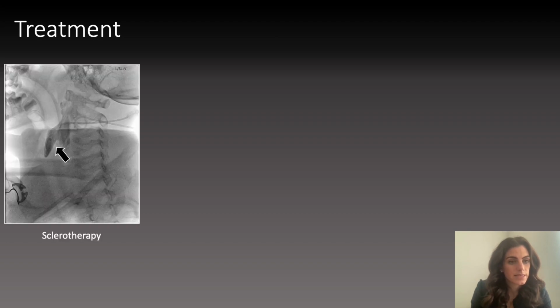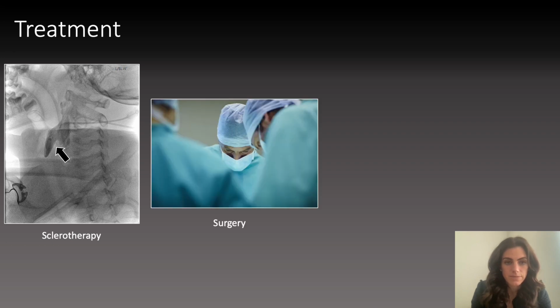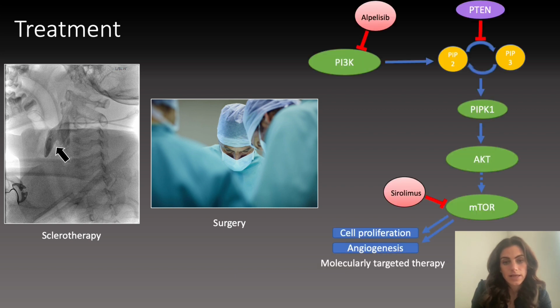Treatment can consist of sclerotherapy, typically with bleomycin or doxycycline. Surgery is sometimes required if debulking is needed or if there is mass effect. Finally, molecularly targeted therapies can be used in patients with extensive or complex lymphatic anomalies. Sirolimus is an mTOR inhibitor, which has been used for several years now in patients with extensive or complex lymphatic anomalies. And more recently, PI3K inhibitors are also used in these patients with complex lymphatic anomalies. A lot of patients with complex or extensive disease may require more than one treatment modality.